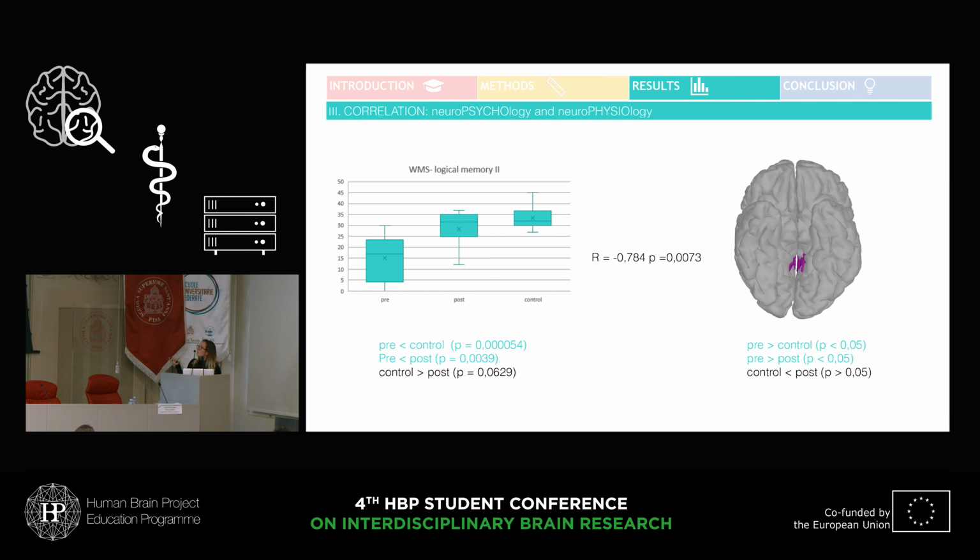So we found a correlation between, this is just an example of the results, but here we have the logical memory, so they perform worse in the pre-condition. After the treatment, they didn't have a significant difference with the control, so they improved their cognitive performance. And also, here we can find that in the pre-condition, they show this beta hypersynchronization in the default mode network, and then it disappears. So the post and the controls, they didn't show this hypersynchronization.